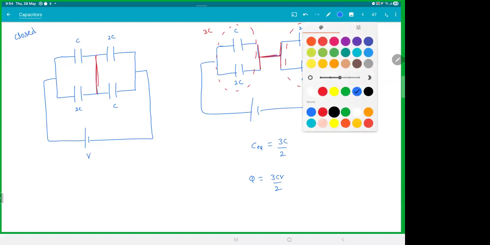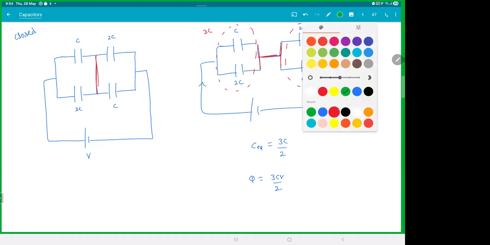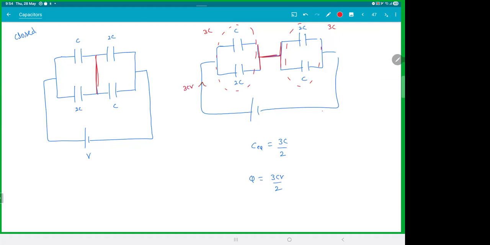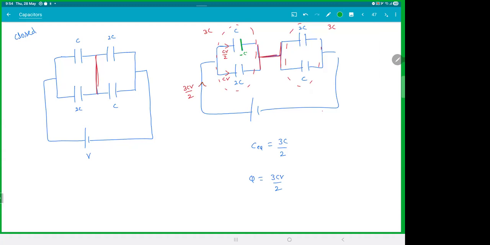How will the charges distribute? Again, same story. If you look at the charge distribution, from here we'll get 3CV by 2. Now because that is C and this is 2C, charges will split in the ratio C1 is to C2. So the charge will split here CV by 2 and here CV. So this plate will have minus CV by 2. Maybe I'll draw one more picture. Wait, that looks confusing.